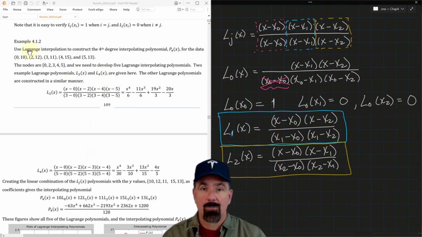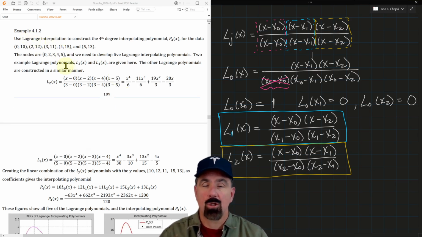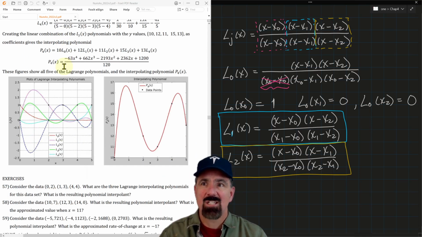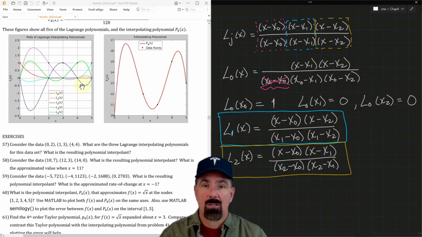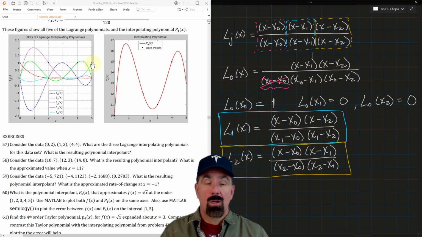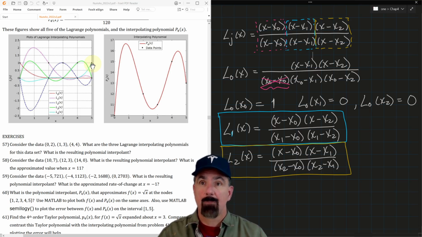So here's another example, 4.1.2. I recommend that you take a look at it. It has a nice graphic here showing the Lagrange interpolating polynomials. Now what you notice is, for example, L naught on the first node, which is at 0, is equal to 1. At all the other nodes, it's equal to 0. And then similarly, as we go down, L4 is equal to 0 at all the nodes until the last node where it's equal to 1. And so this just allows us to easily construct interpolating polynomials when we have a set of data.